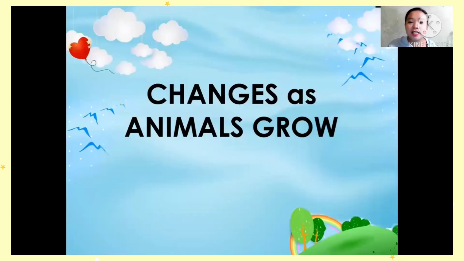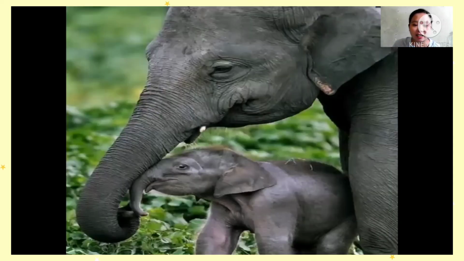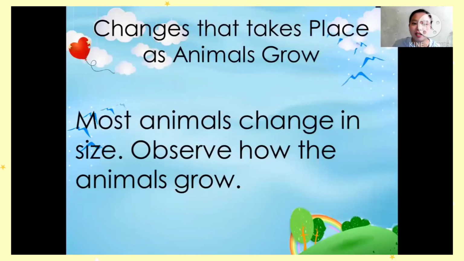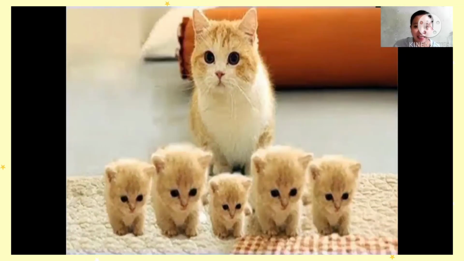Changes as animals grow. Baby animals are born alive, have body parts similar to those of their parents, and are alike in body movement and in body covering. They look exactly alike, like this one. Okay, and most animals change in size. From small, they are going to grow like this and this.